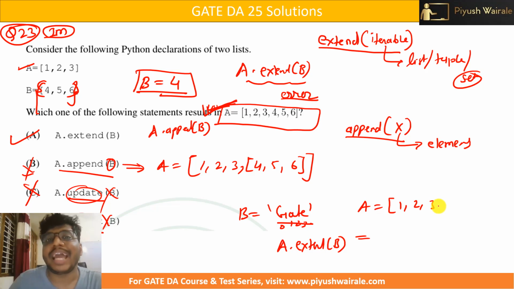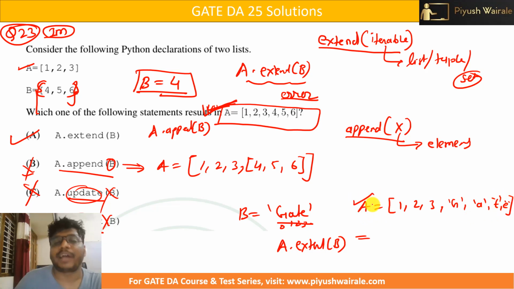So what I said, every element, and here the element is what? A letter, an alphabet here, that is a G, then comma, then we have A, then comma, then we have T, then we have E, like this. So this will be the required output for the string value here.